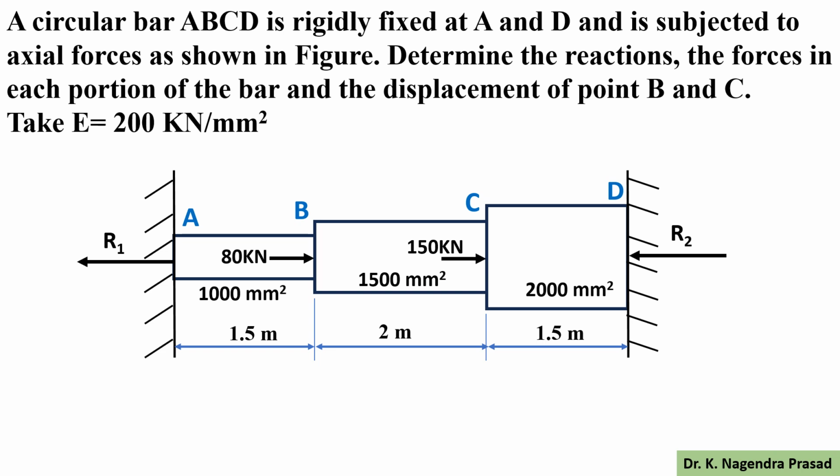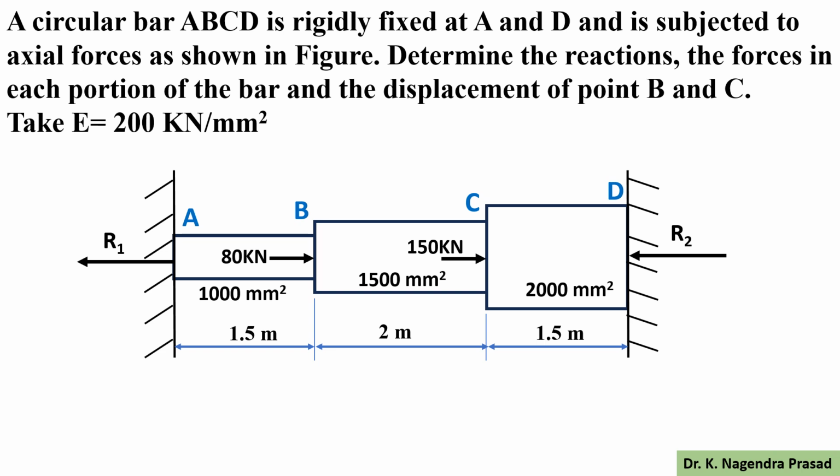In the present video, we will discuss the example problem on deformation of a bar subjected to axial forces. Let's see the problem. A circular bar ABCD is rigidly fixed at A and D and is subjected to axial forces as shown in the figure. Determine the reaction forces, the forces in each portion of the bar and the displacement of point B and C.